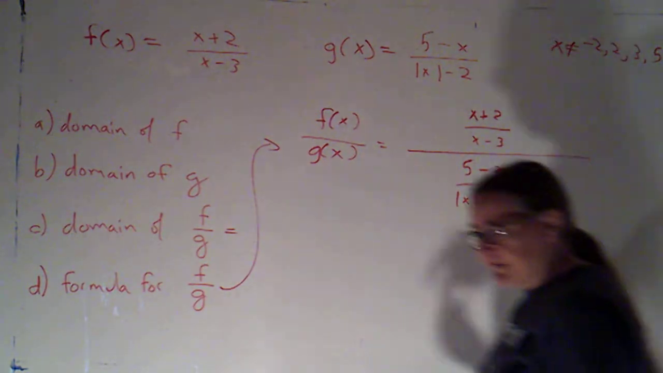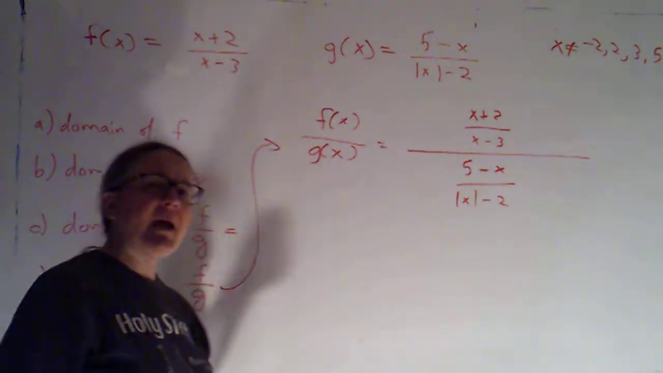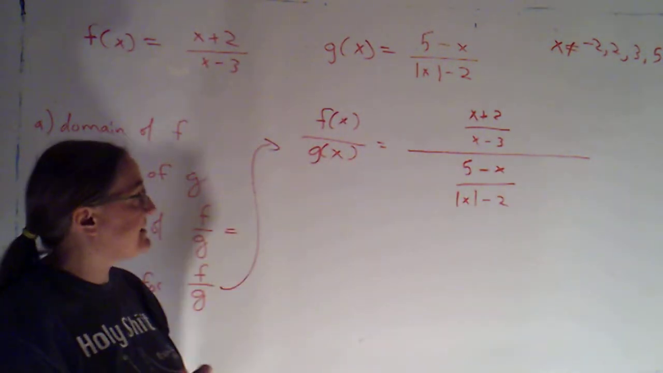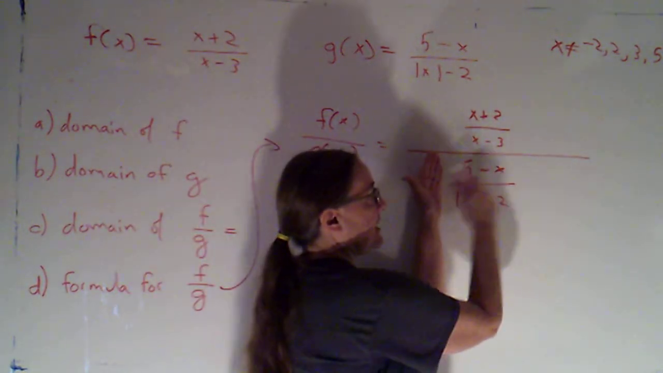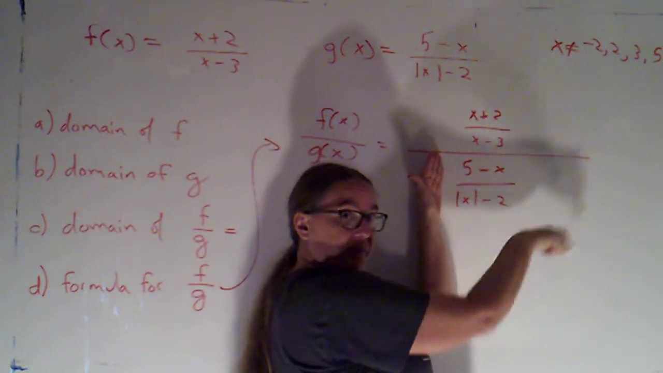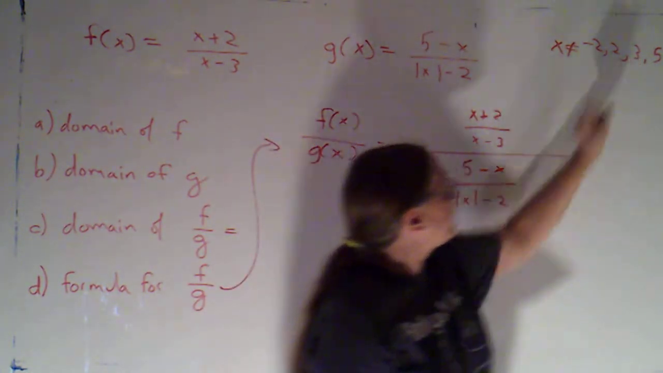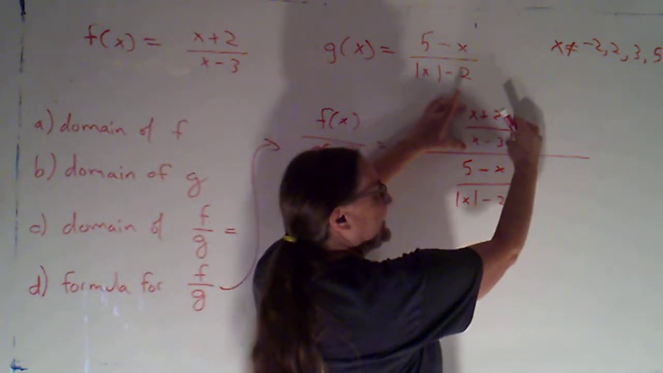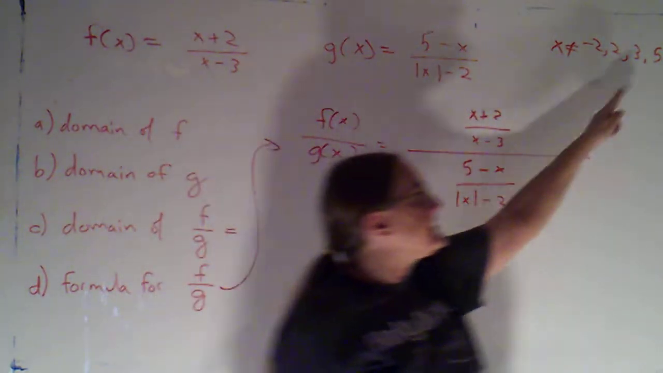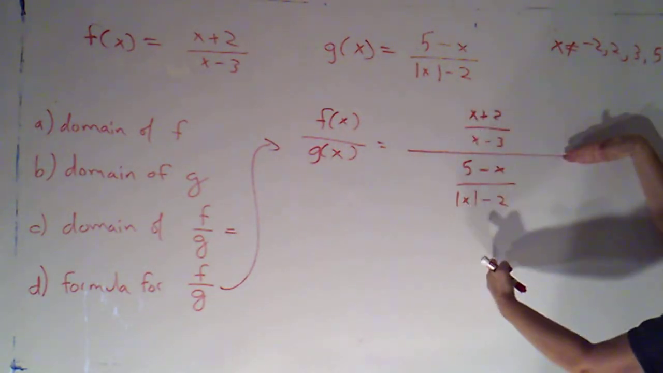Now notice, if I've written it this way, before I do any simplification, the domain is clear. I can see that x cannot be plus or minus 2 because that would make the denominator of this fraction that I have on the bottom equal to 0. I can see that x can't be 3 because that would make the denominator of this fraction 0. And I can see that x can't be 5 because that would make the denominator of the big fraction 0.